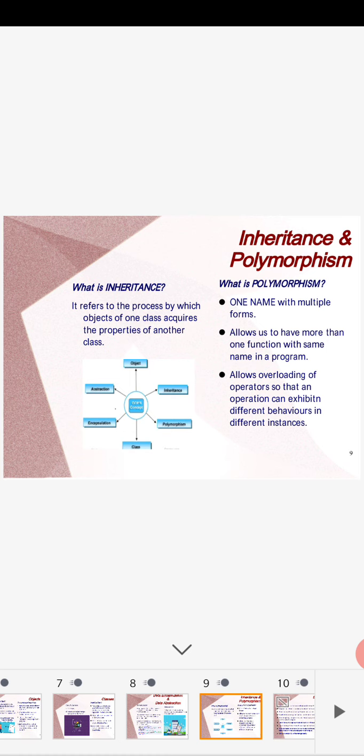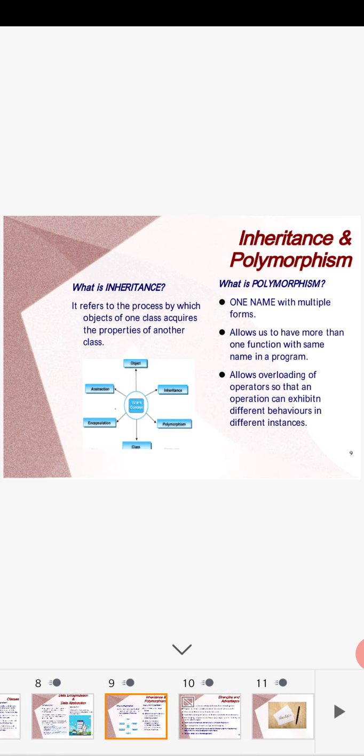And what is polymorphism? So this was inheritance. Now polymorphism stands for one name with multiple forms. It allows us to have more than one function with the same name in a program. Also it allows the overloading of operators so that an operation can exhibit different behaviors in different instances. I would explain it with an example: if I have declared one function as a multiplication function, in which I want to get the product of two numbers.